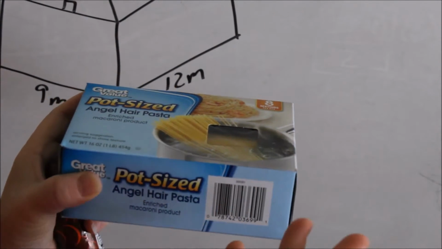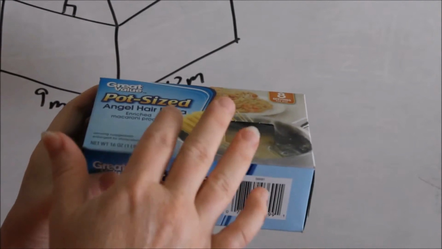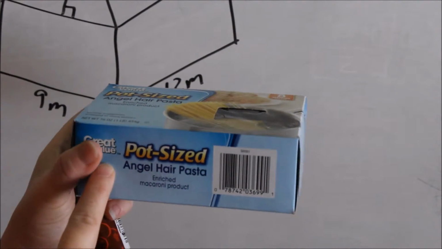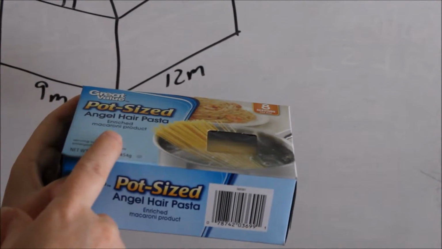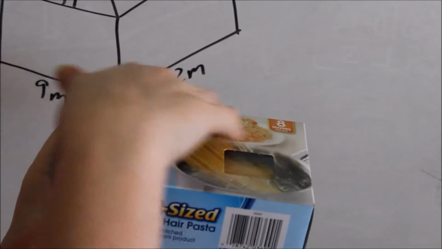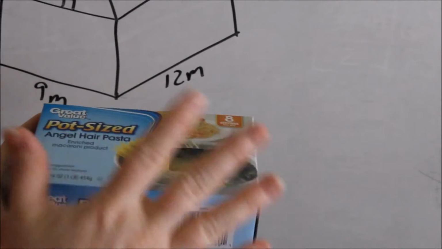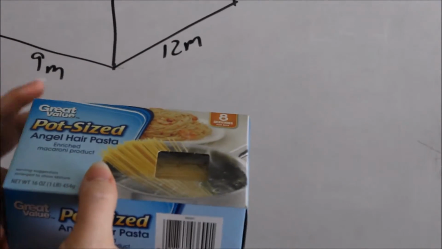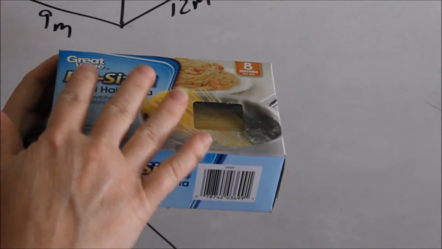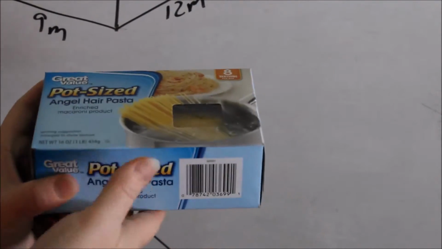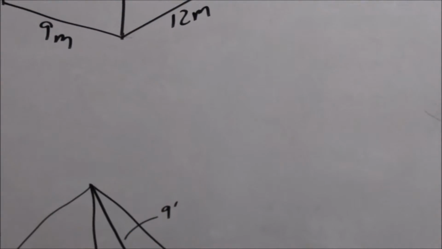For the real world, this is a great value brand, Walmart. Walmart needs to know how much cardboard they need to cover this box, and then they know how much money that costs them. So that's where surface area is used in the real world, to know how much material you need to cover the outside of a specific package.